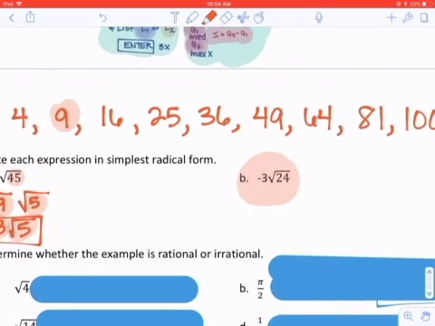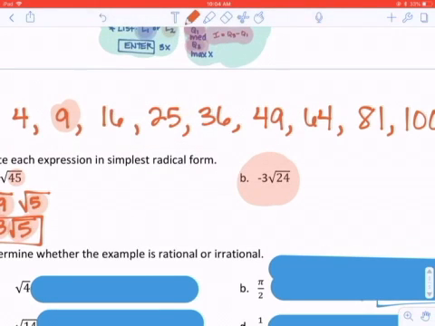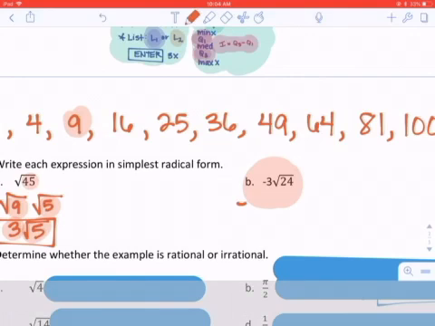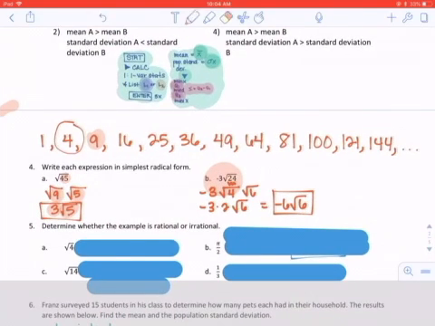I will do this one with you. B. I'm going to bring down my negative 3. I can't do anything with it till I have another number outside that radical. And it's 3 times and now 24. I'm going to break that up into 4 and 6. Radical 4 and radical 6. Bring down your negative 3 again. The square root of 4 is 2. And negative 3 times 2 is negative 6. So we get negative 6 radical 6 as our answer there.